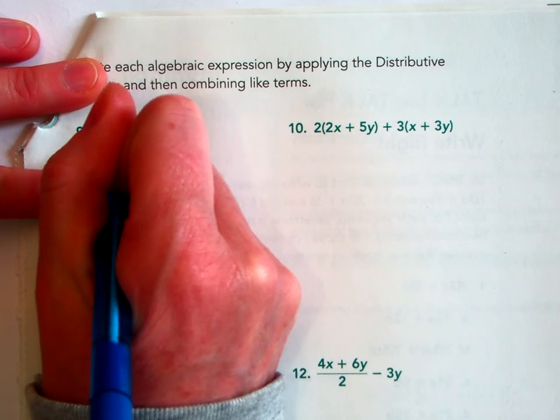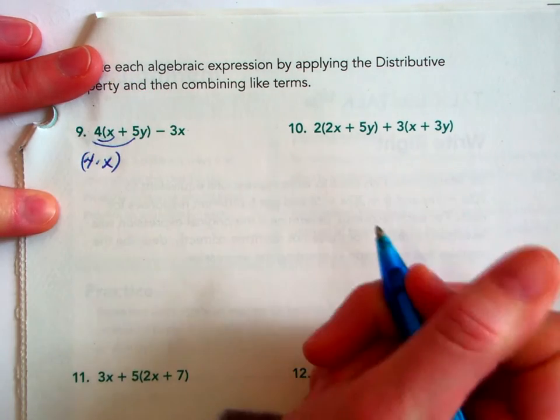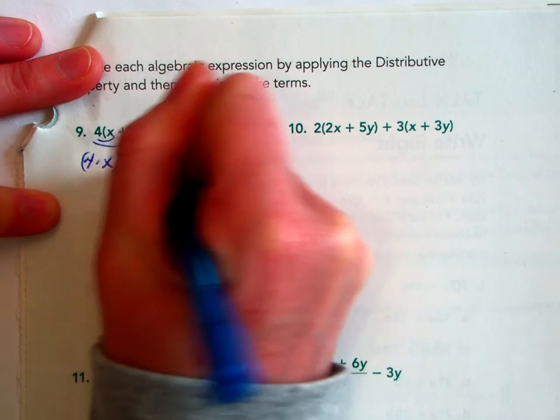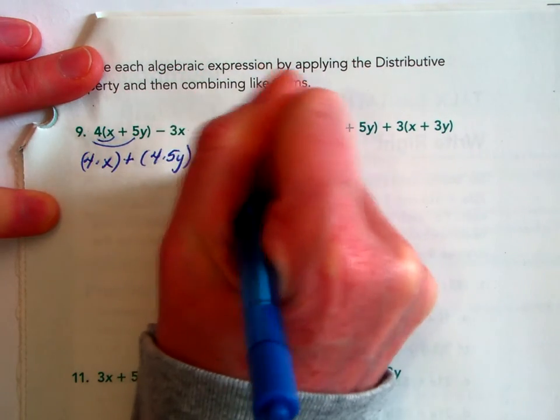This one I want to go ahead and distribute. So I'm going to do 4 times x, I'm going to show you all the steps, plus 4 times 5y, minus 3x.